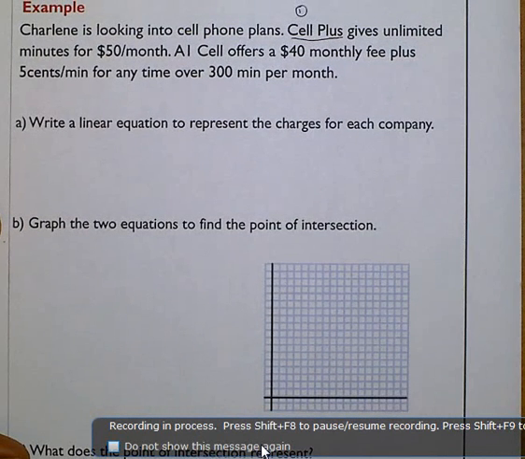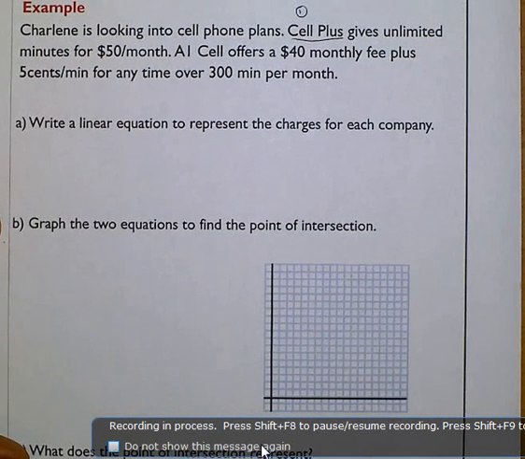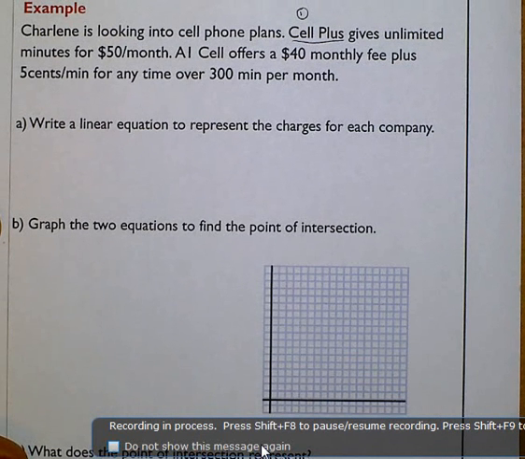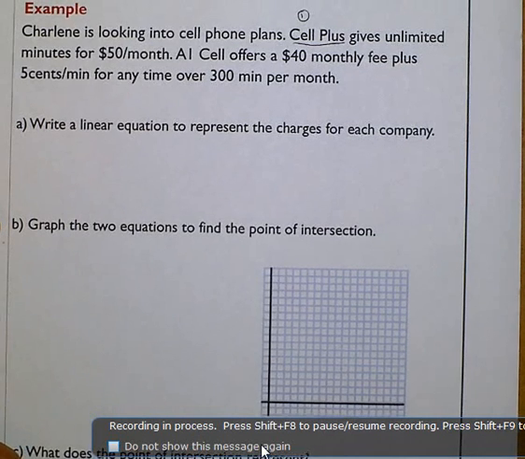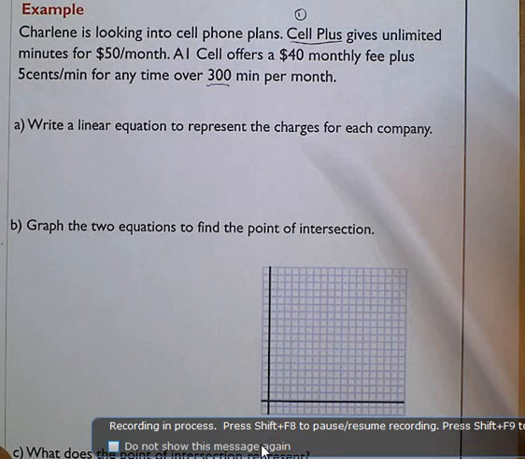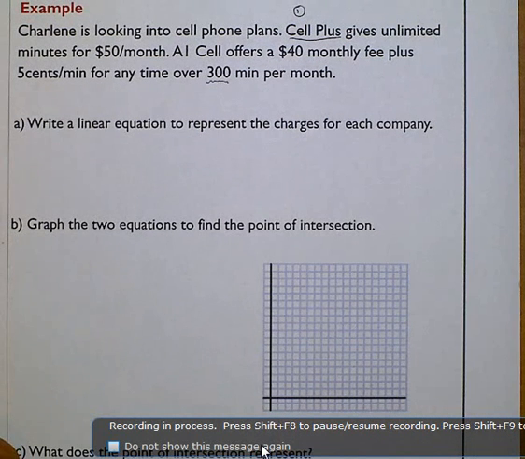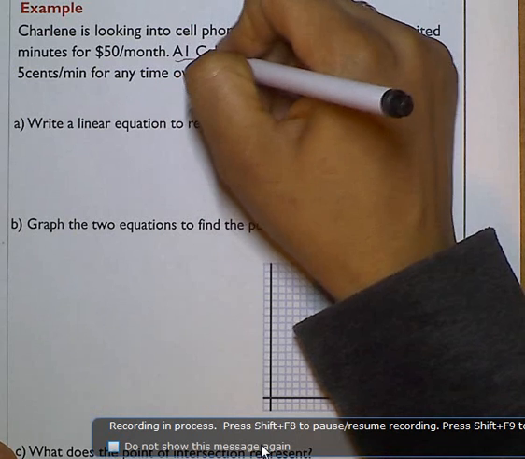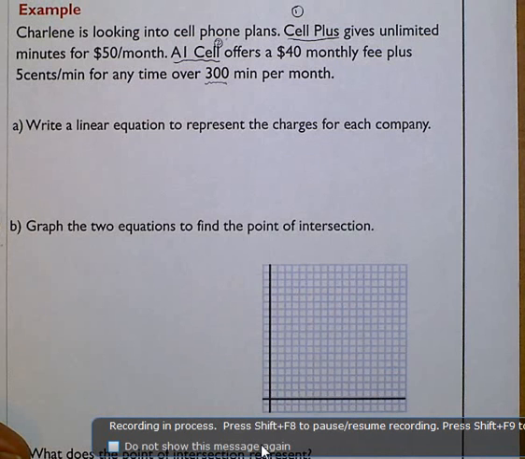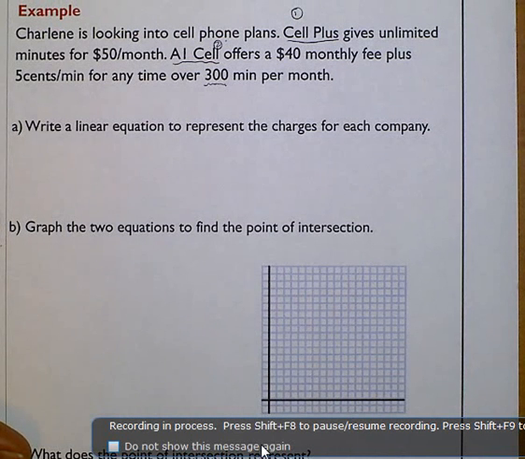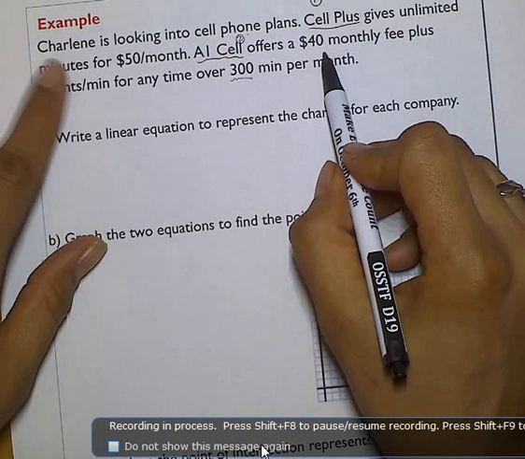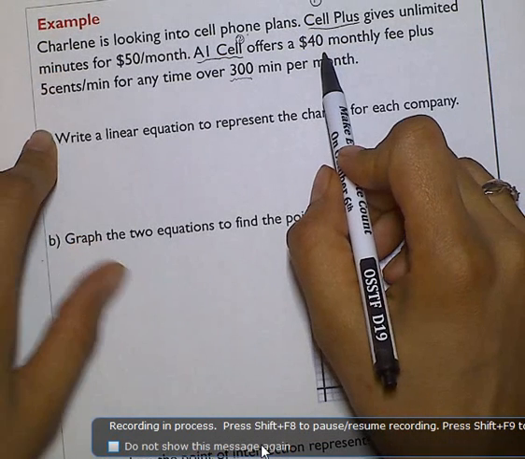So let's get started. The first question is, write a linear equation to represent the charges for each company. To write equations, we need to introduce our let statements. In this case, we're looking at the cost as well as the time in minutes, and again, we're comparing this in a monthly charge. So let C represent the total monthly cost, and let T represent the time in minutes in a month.